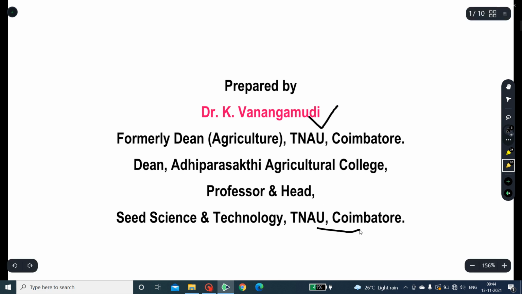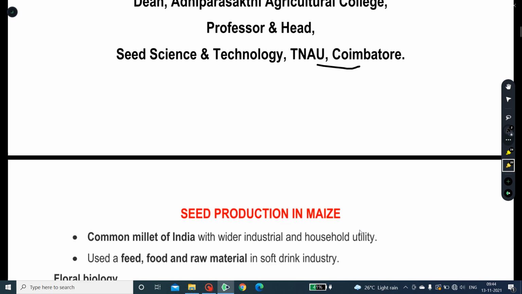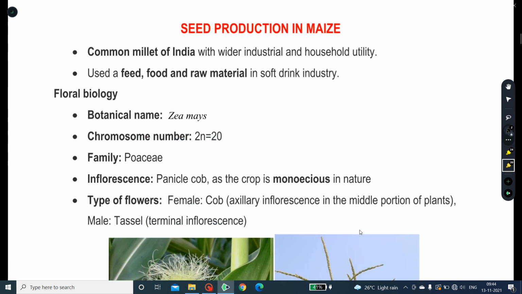Before entering into the seed production and maize aspects, let us see the floral biology of maize crop. It is a common millet in India with wider industrial and household utility, and it is used as feed, food and raw material in soft drink industries. Botanically, it is called Zea mays and it comes under the family Poaceae, and it has a chromosome number 2n = 20. And the inflorescence is nothing but a panicle.